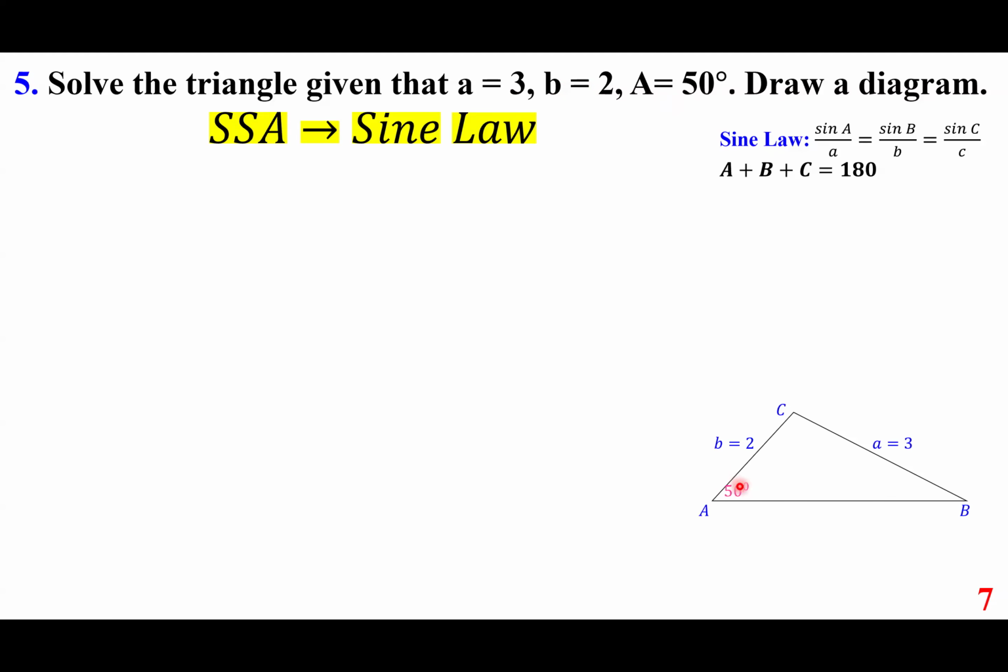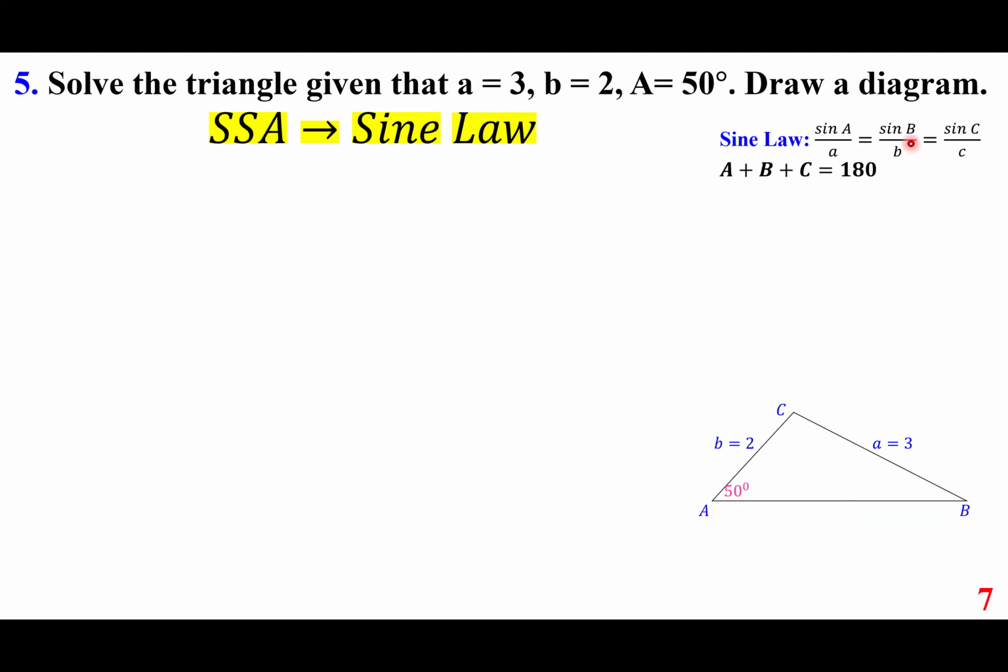So A is 50 degrees. Opposite that is lowercase a, and that is given as 3. Capital B opposite that is 2, and capital C opposite that is lowercase c. Okay, so those are the ones that we are going to find. And so having said that, let's start with what we can.